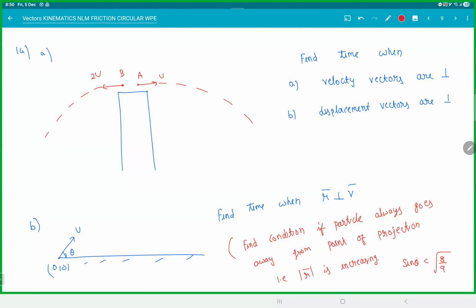Projectile and vectors, the first one. Find the time when velocity vectors are perpendicular and displacement vectors are perpendicular.